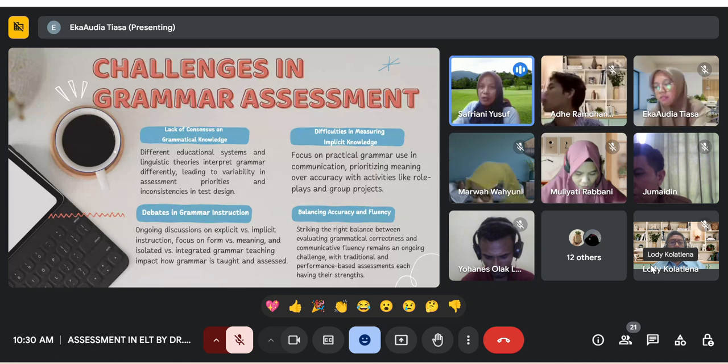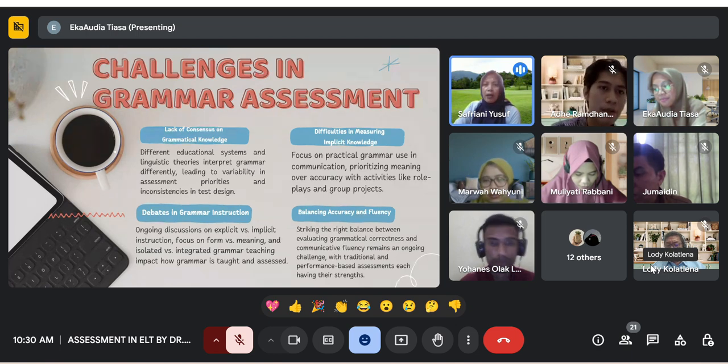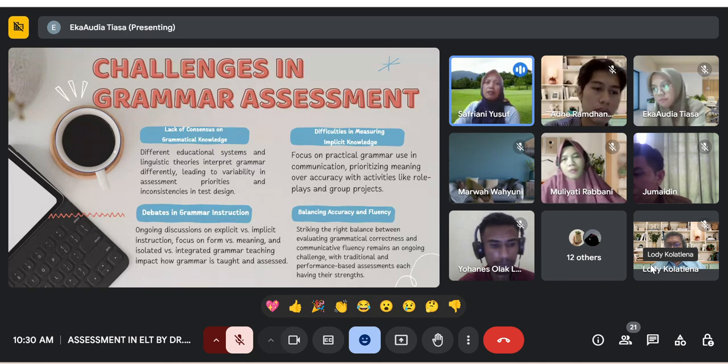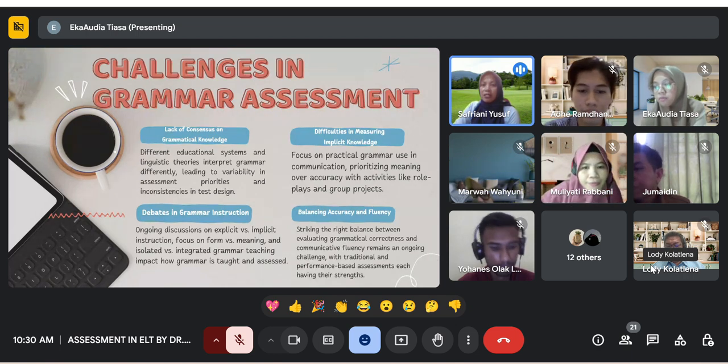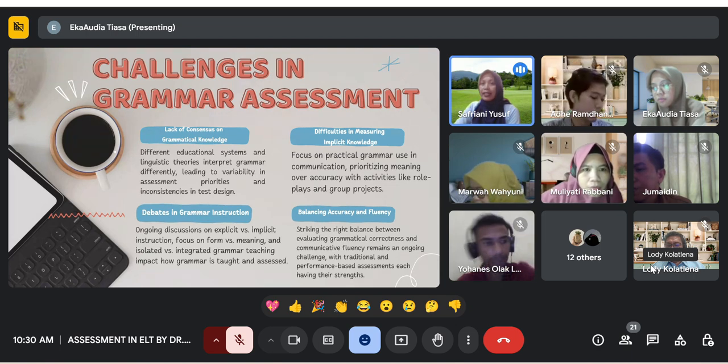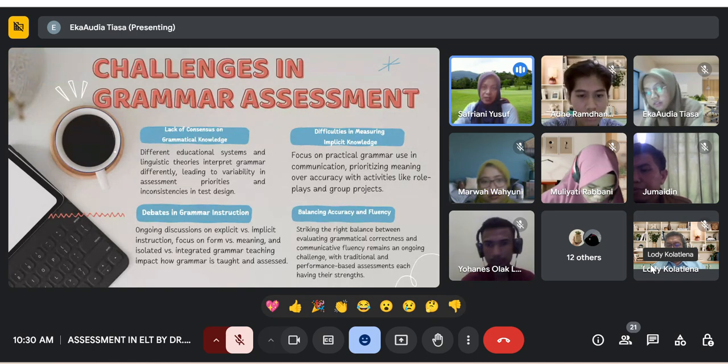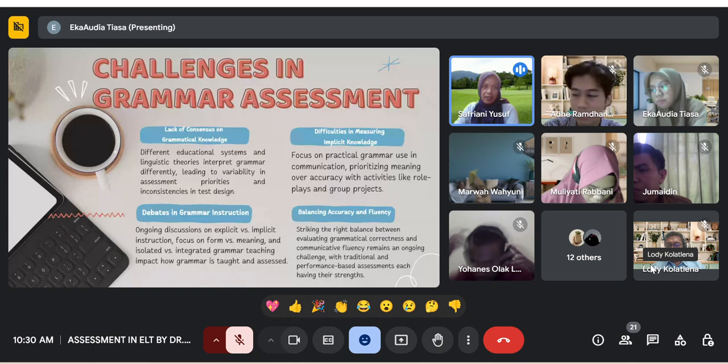Challenges in grammar assessments. The first is lack of consensus of grammatical knowledge. It is caused by several factors. That is different perspectives on grammar. Different educational systems and linguistic theories interpret grammar differently, leading to variability in assessment priorities and inconsistency in test design.